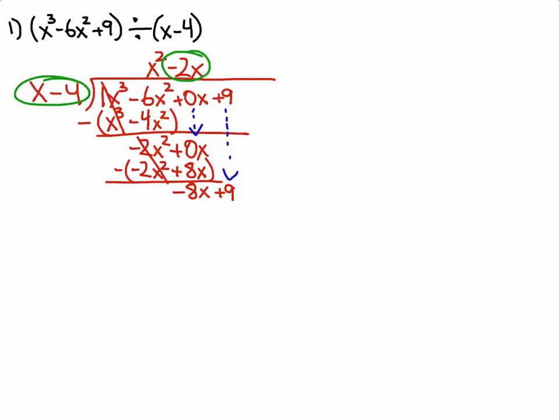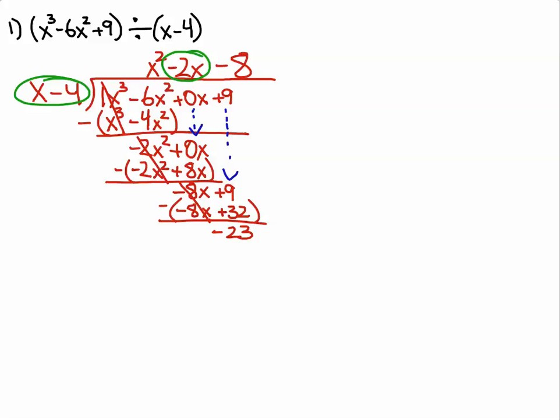Finally, negative 8x gets divided by x to make negative 8. Negative 8 times x is negative 8x. Negative 8 times negative 4, positive 32. This whole thing is subtracted. The negative 8x is cancelled. 9 minus 32 is negative 23.